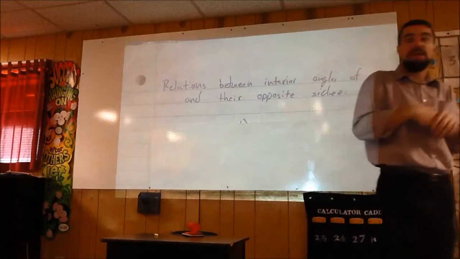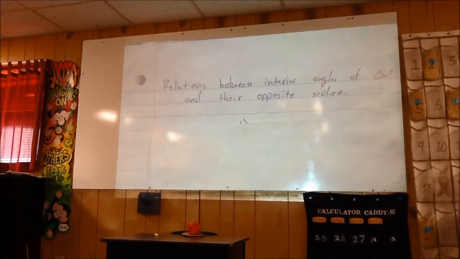Like, what happens if we make the angle bigger? What's going to happen to that opposite side? And if we have two sides that are congruent, but this angle is smaller, what happens? So go ahead and label this.